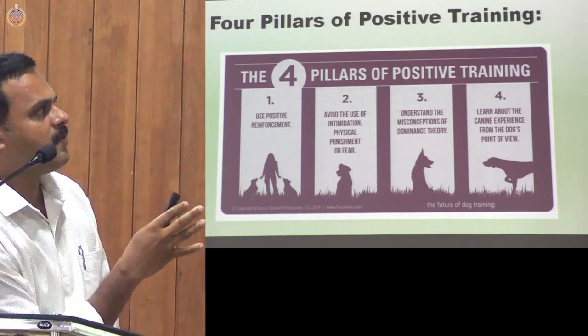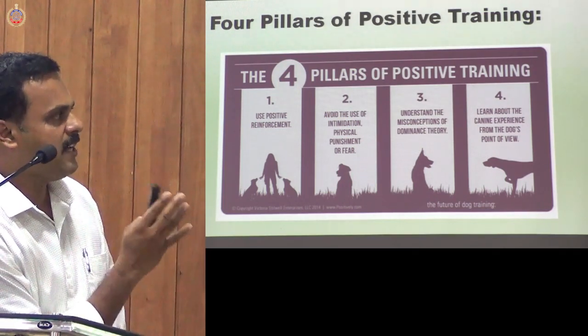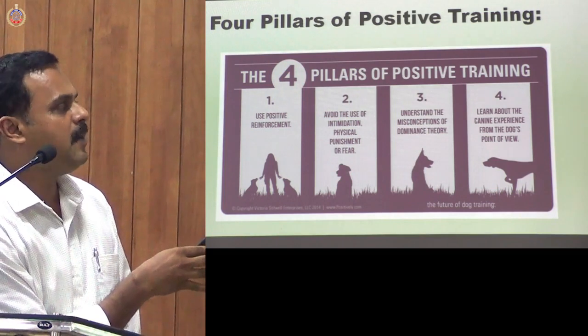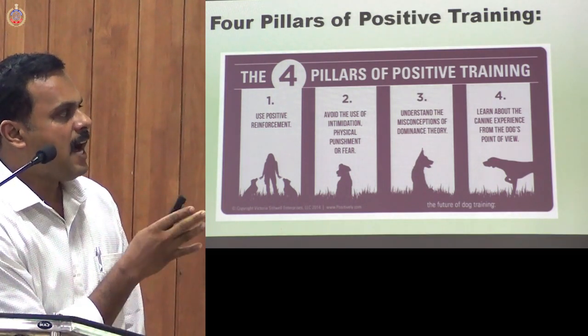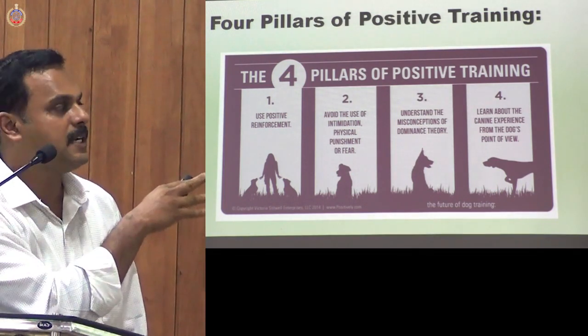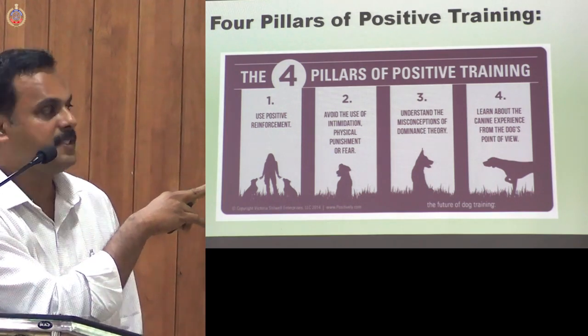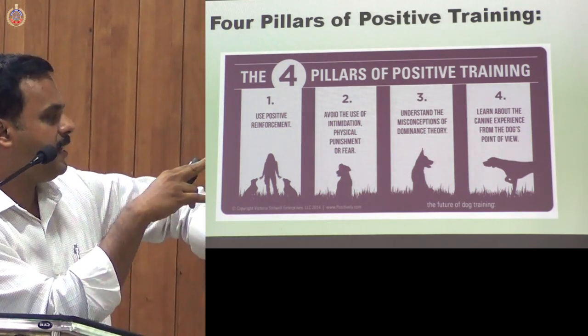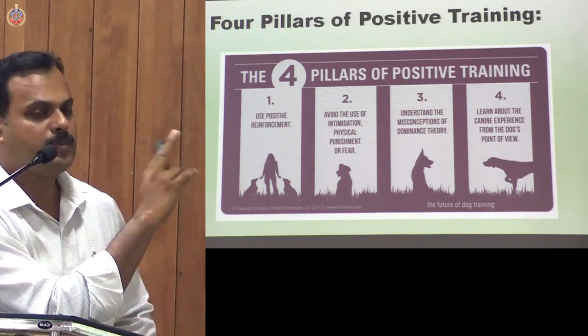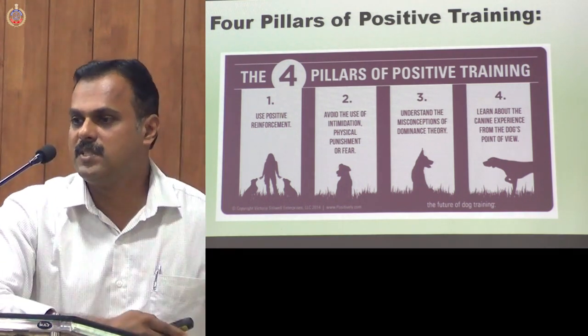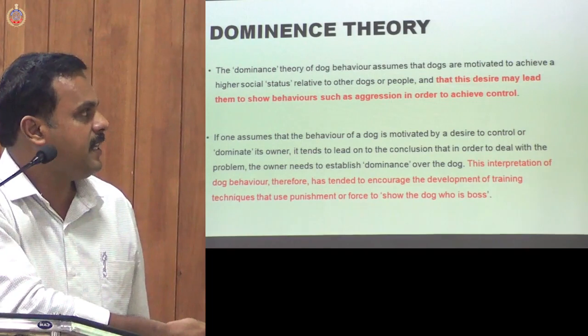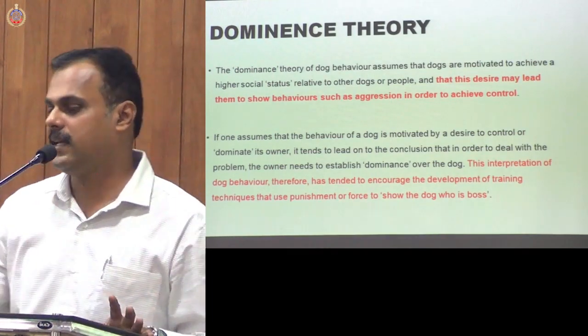Now the 4 pillars of positive training include: use positive reinforcement, avoid the use of intimidation or physical punishment or fear, understand the misconception of dominance theory, I will explain dominance theory, and learn about the canine experience from the dog's point of view. These are the 4 pillars of the training. Let me tell you about the dominance theory.